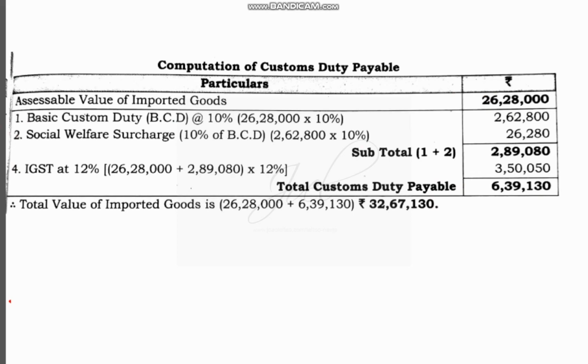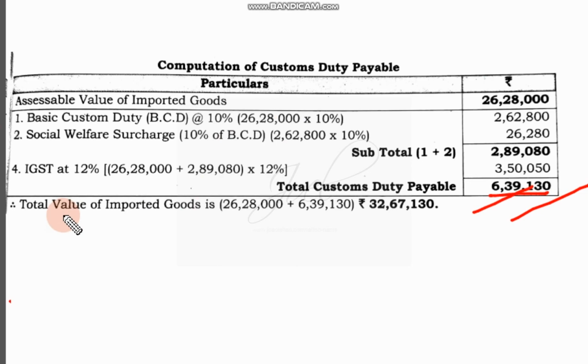Next, IGST we are going to calculate. IGST is levied on the total of assessable value and all taxes. On this total, IGST will be levied at 12% as given in the problem. So we will calculate 12%, and when we do the total, we'll get the final answer, that is the total amount of customs duty payable.